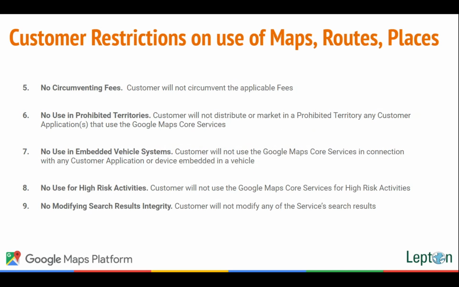No circumventing of fees, no use in prohibited territories. There are certain obligations related to political boundaries. All details are available with Google over the Google Maps website. No use in embedded vehicle systems. No use for high risk activities, and no modifying search results integrity.